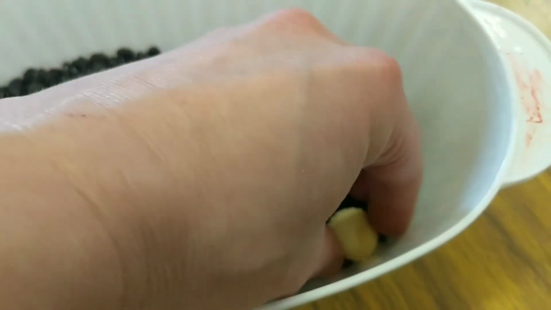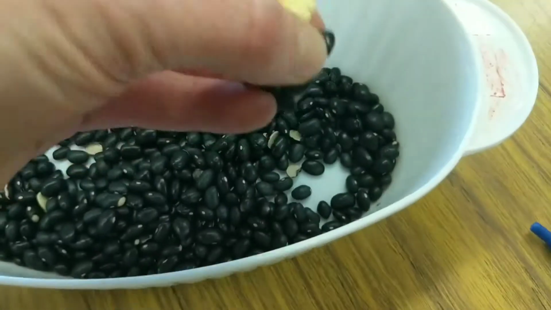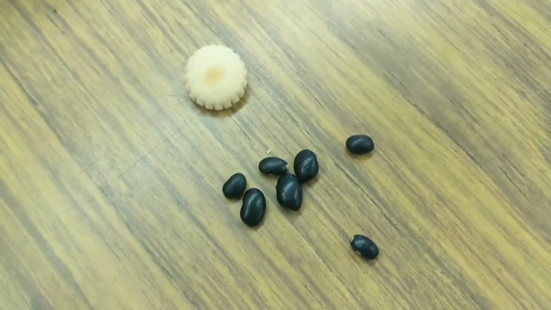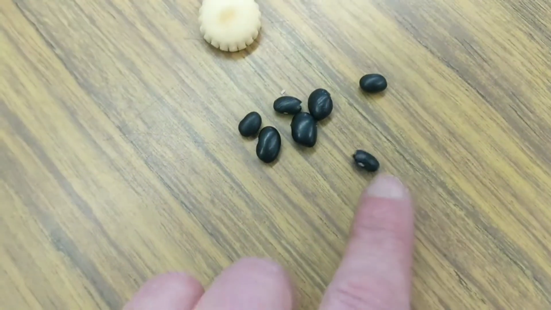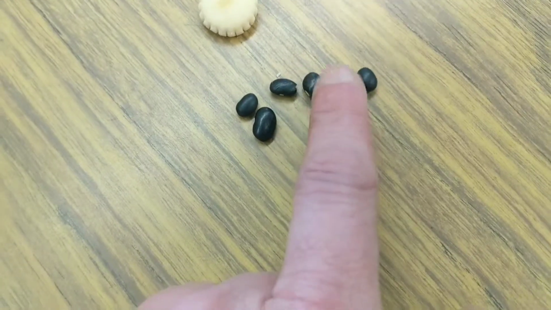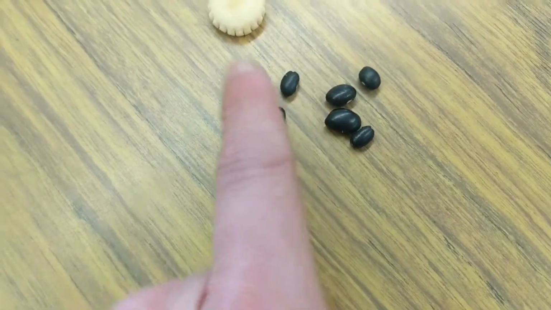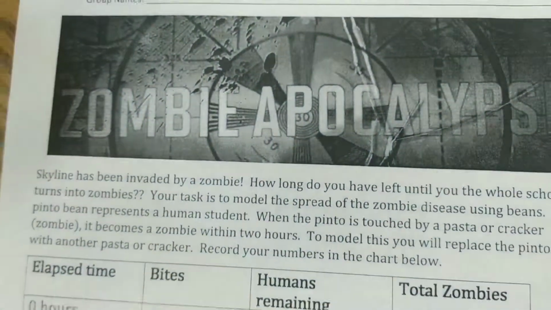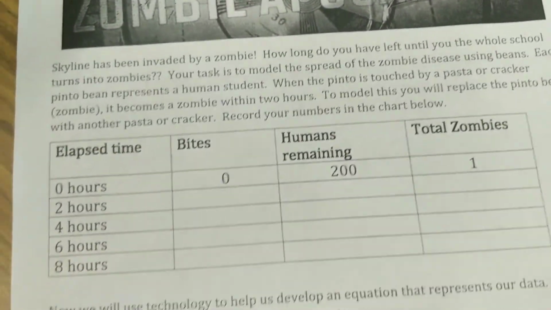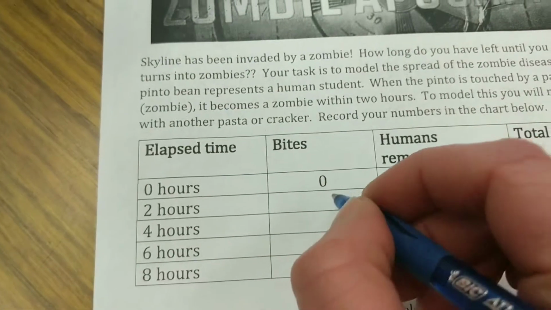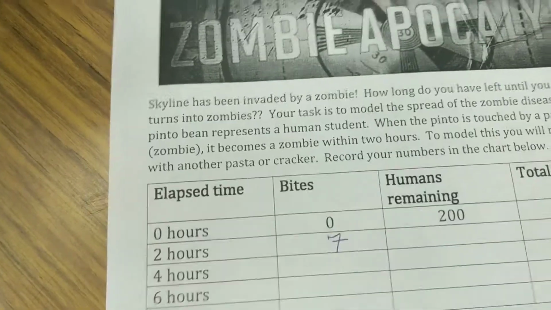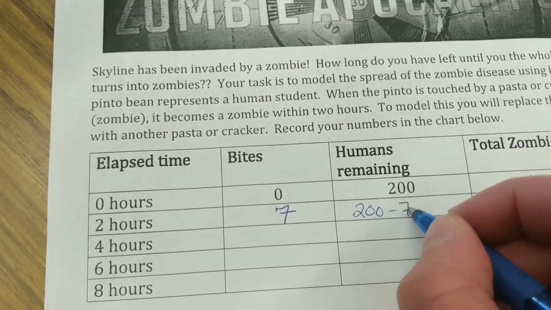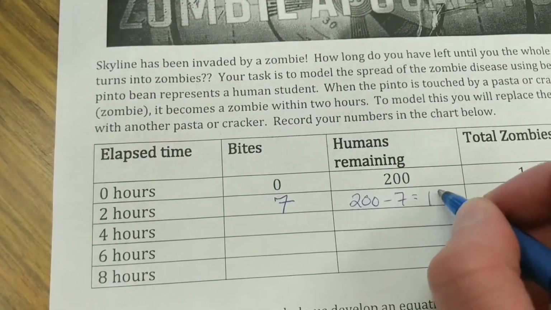That's your initial zombie. And everybody that cracker touches is basically getting bitten, and the next round will now become a zombie. So what you guys need to do first is throw in that first zombie, take out all the beans that it touches, and count how many of them there are. We're going to record that number because all those students that just got bitten are going to become zombies in the next round. The number of students has gone down by that many people, and the number of zombies has gone up by that many people.